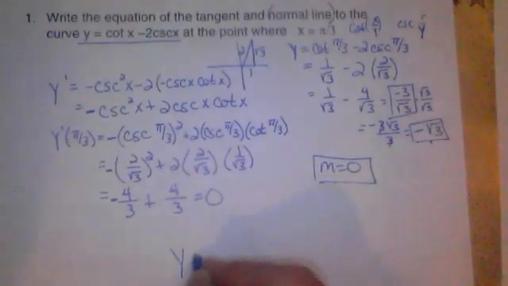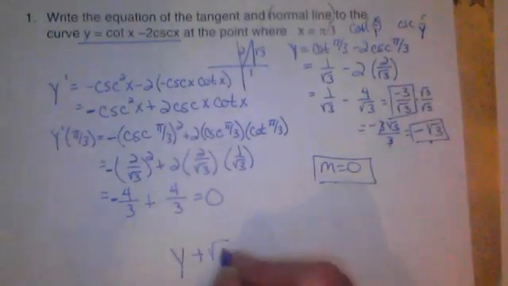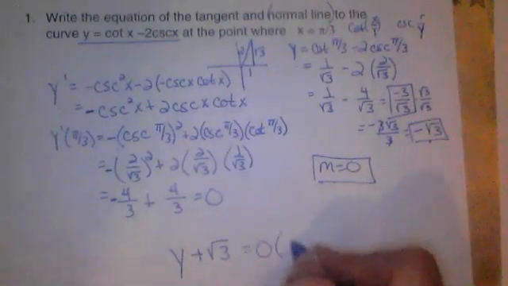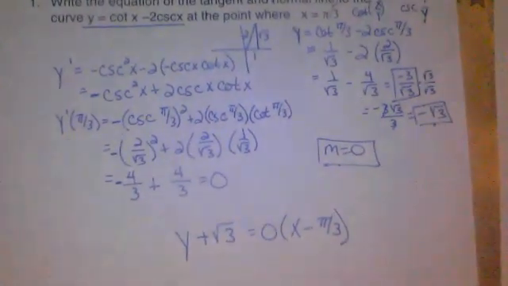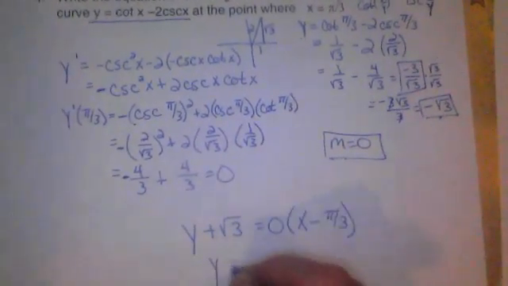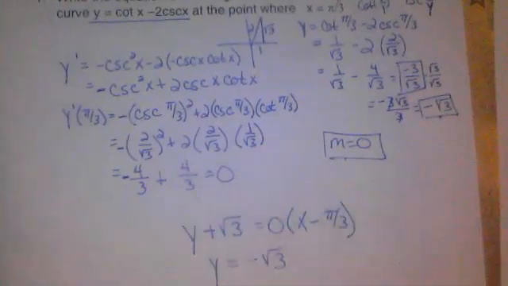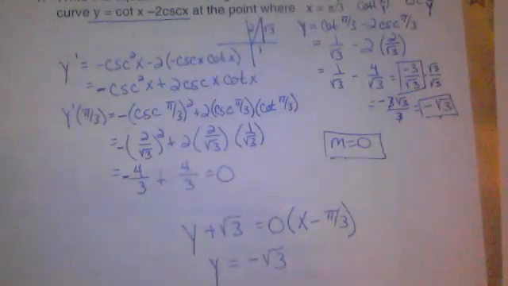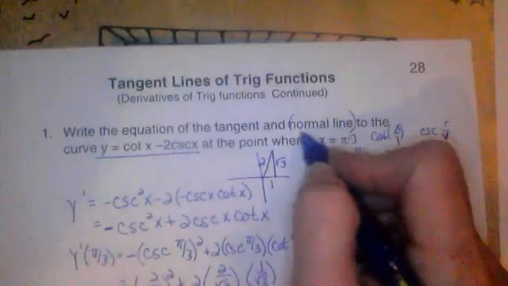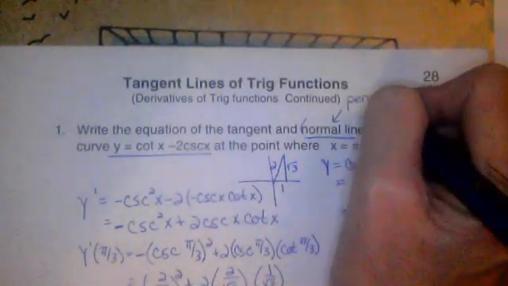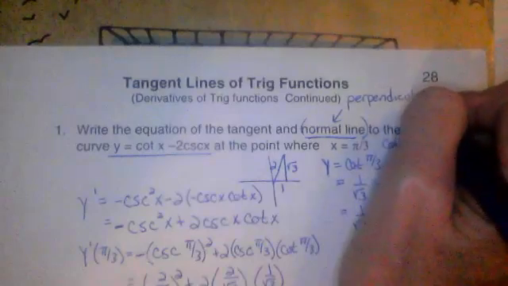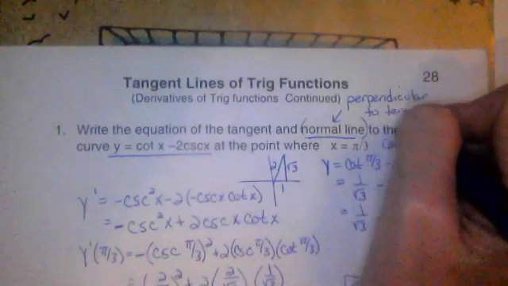So our equation would be y minus the negative square root of 3, so plus square root of 3 equals 0 times x minus pi thirds. And since 0 times x minus pi thirds is just 0, we actually just end up with y equals negative square root of 3. Now this is probably not the best example to talk about the normal line, but the normal line is perpendicular to the tangent line.